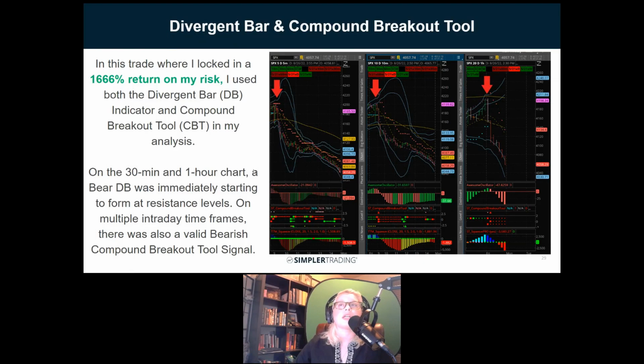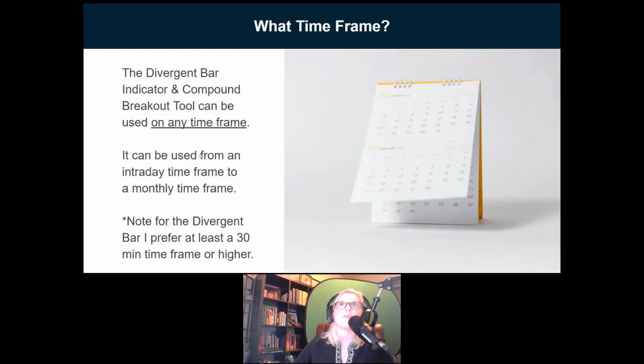On the 30-minute chart and the hourly chart, we don't have view of the 30-minute here, but there was a bearish divergent bar that was immediately starting to form at resistance levels. And on multiple timeframes, we had the valid bearish signal on the compound breakout tool. So both the divergent bar and the compound breakout tool can be used on any time frame. It can be used from an intraday time frame all the way into a monthly or longer, right?